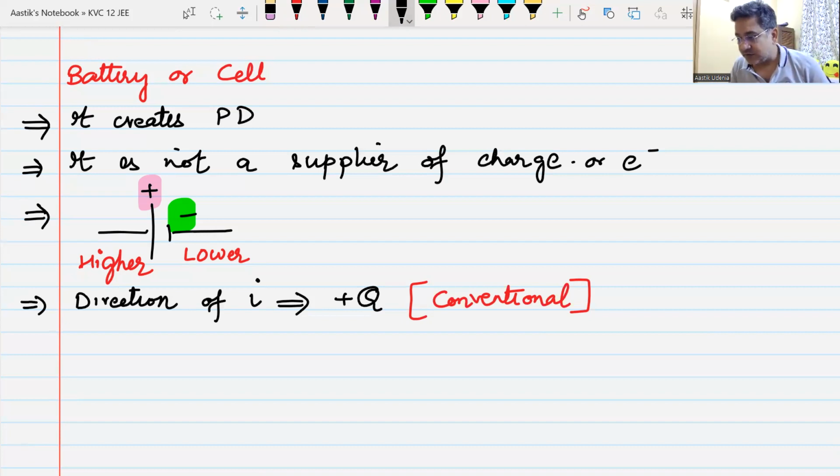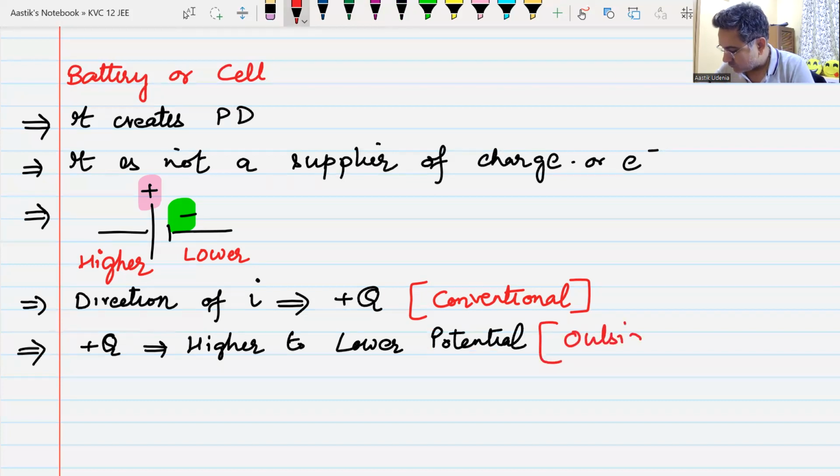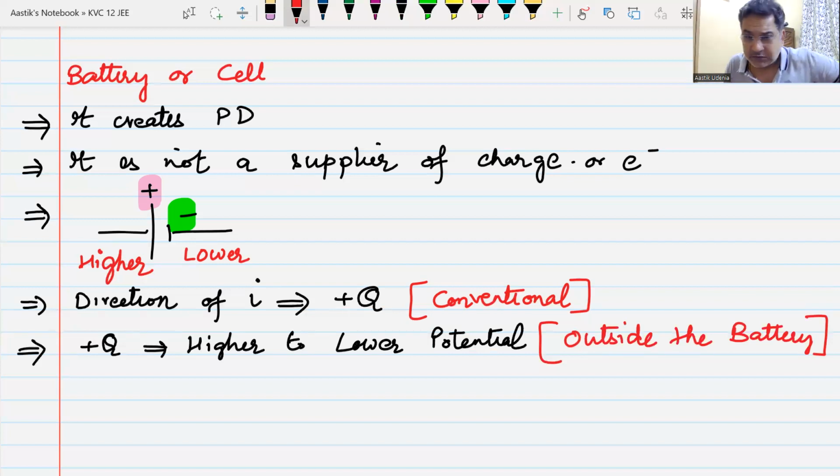Now, from where to where do positive charges move? Positive charges always move from higher potential to lower potential on their own. And whenever we talk about a battery or a circuit, positive charges are always moving from higher to lower potential outside the battery. Do we understand this? Outside the battery, positive charges are always flowing from higher potential to lower potential. So that is what they can do. So far, so good? Or is it just going above our head, saying bye-bye?